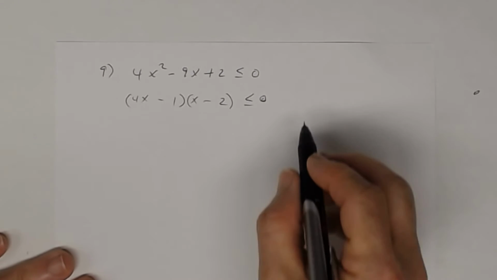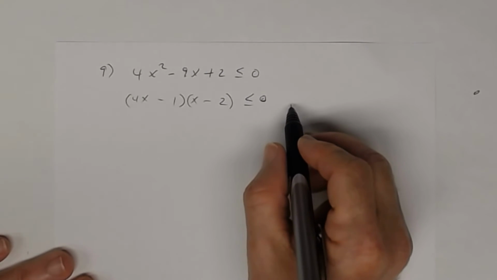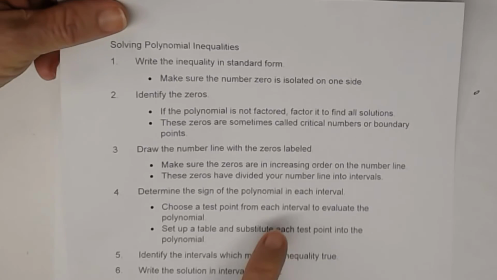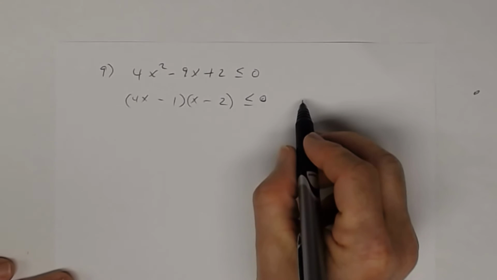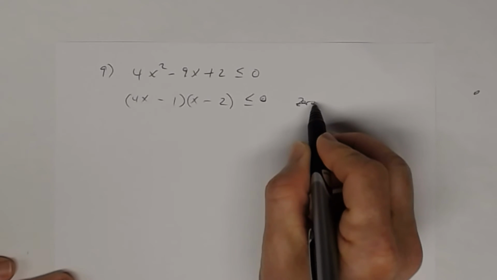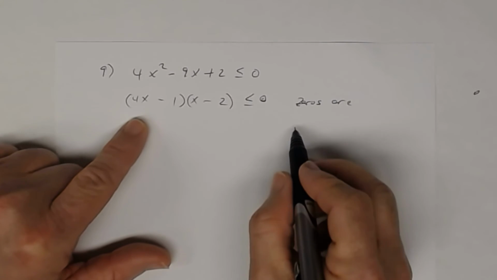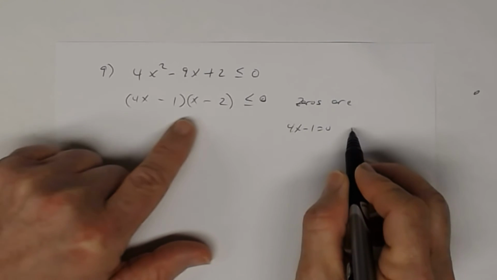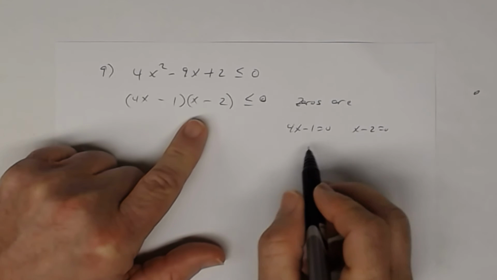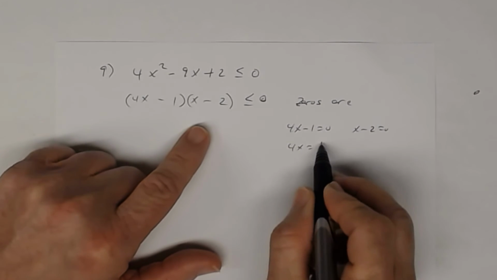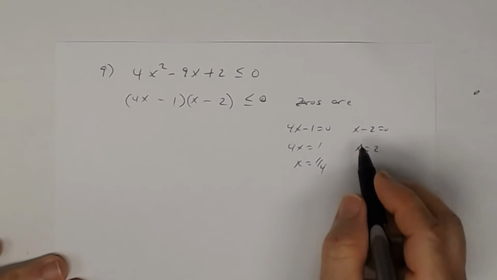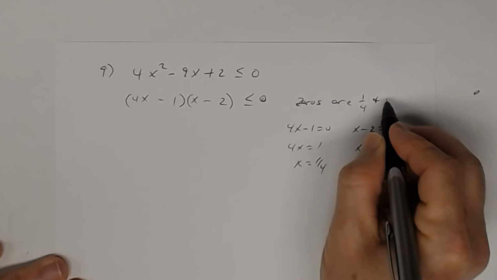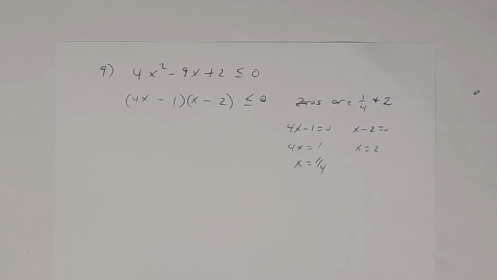So that's correct. So now we're going to find the critical numbers. The boundary points are the zeros. Those all mean the same thing in this case. So we're going to set each of those factors equal to 0, and we're going to solve each of those linear equations. So 4x equals 1, x is 1/4. Here x is 2. So those are your zeros. Your zeros are 1/4 and 2. All right, so now you're going to put that on the number line.